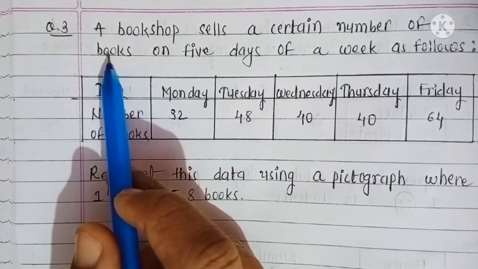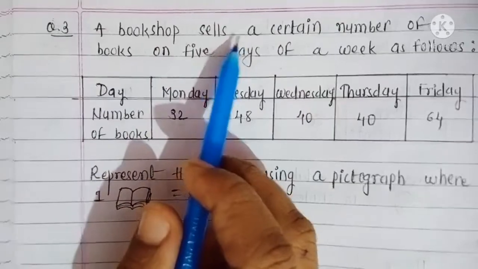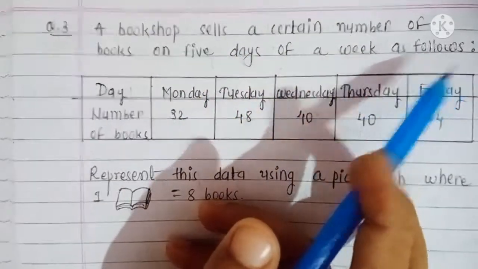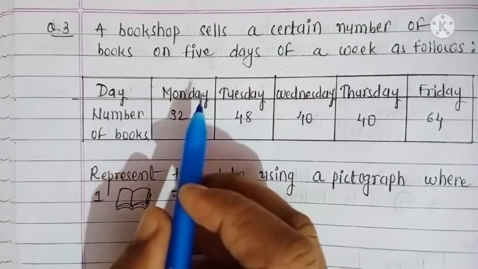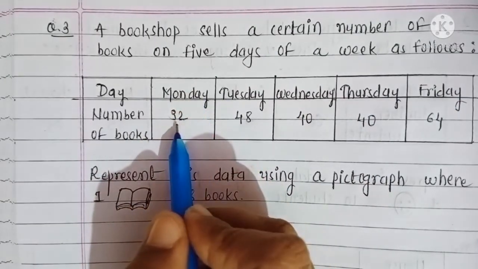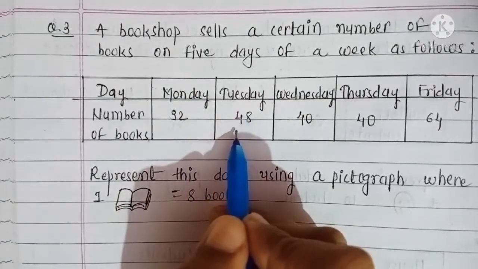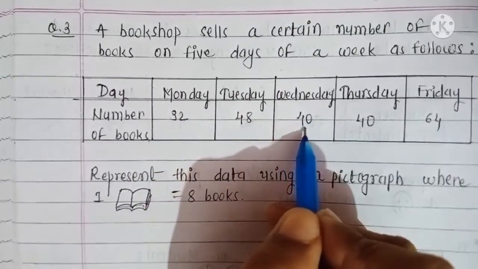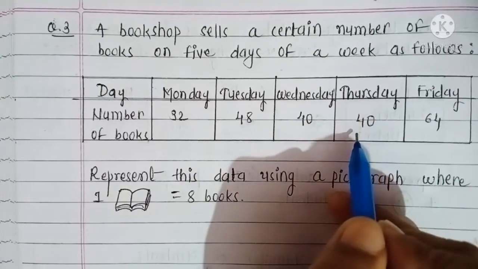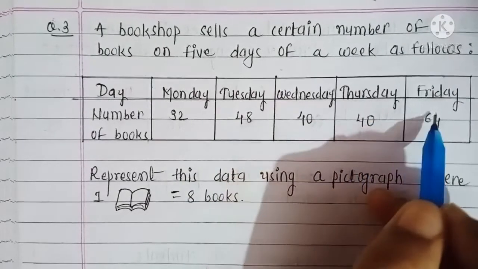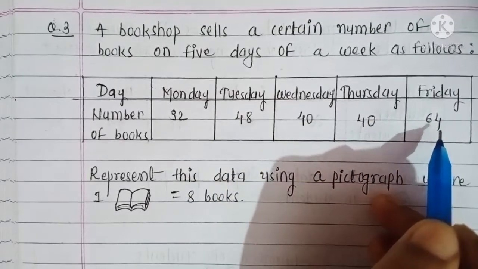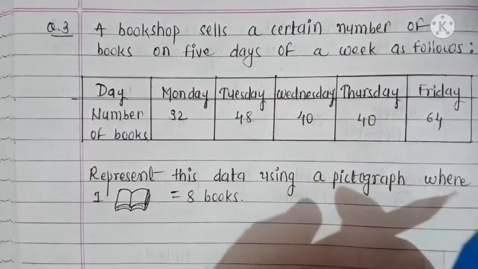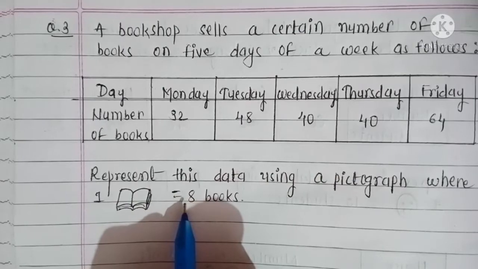Next, question number 3. A bookshop sells a certain number of books on 5 days of a week as follows. On Monday, he sells 32 books. Tuesday, he sells 48 books. Wednesday, he sells 40 books, and Thursday he sells 40 books and Friday he sells 64 books. Represent this data using a pictograph where one book symbol is equal to 8 books.